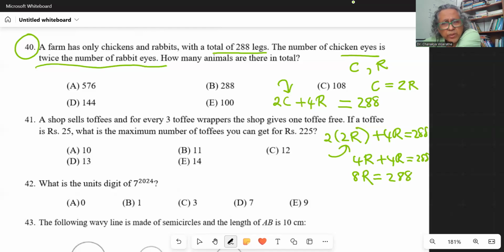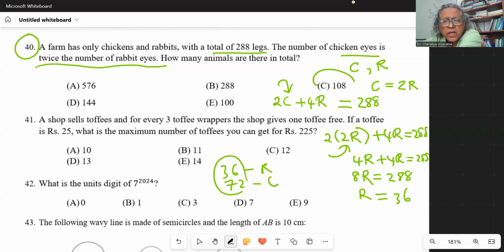And the number of rabbits is 1/8 of 288, and that is actually, so I divide 288 by 8, which goes 3 times into 28, so 24, 40, 36. So the number of rabbits is 36, and the number of chickens is twice that, which is 72, and if you add them up, the answer is 108, right?